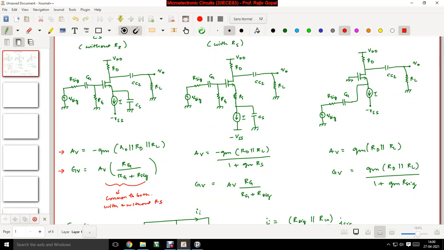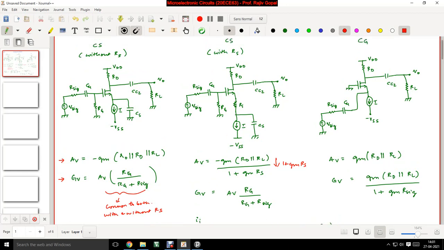Right, so if I add RS, I can see that my gain is actually reducing by a factor of 1 plus gm times RS. This is actually a good thing, where I'm trying to improve the bandwidth of the circuit, but the drawback is my gain is getting reduced. That is fine with me. So that is with RS.